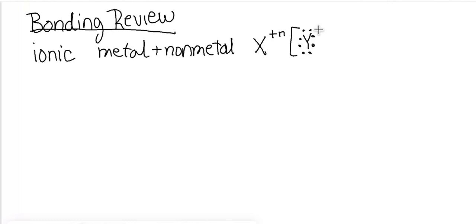Remember, in order to form a happy, stable ion, it has to have an electron configuration like that of a noble gas. And it will have a negative charge. So this is how we draw the structure of ionic compounds. Let's just do a simple example. Remember, we draw them with positive, negative.